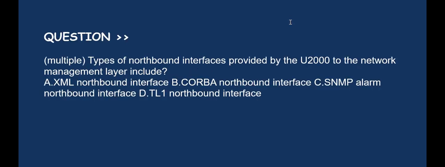Next one, types of northbound interfaces provided by the U2000 to the network management layer include option A, XML northbound interface. Option B, CORBA northbound interface. Option C, SNMP alarm northbound interface. Option D, TL1 northbound interface. The correct answers are option A, B, C, and D.